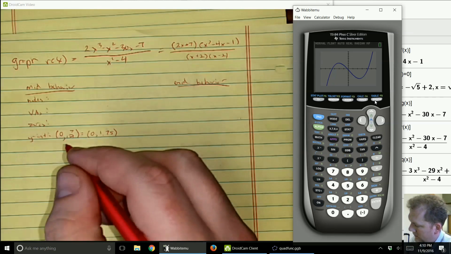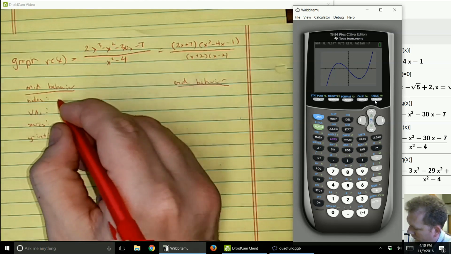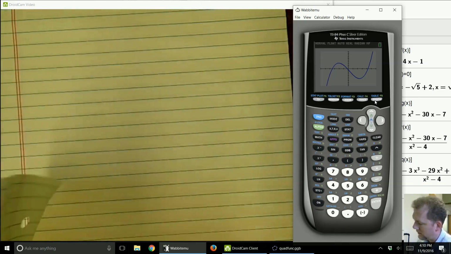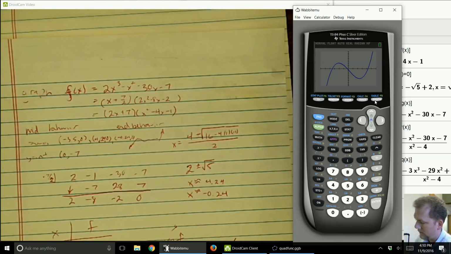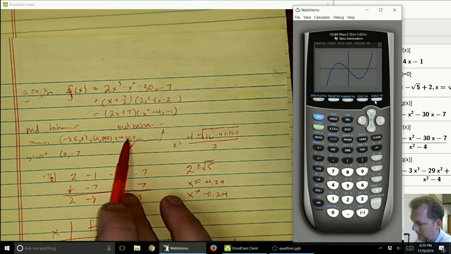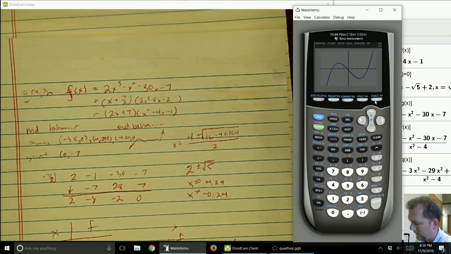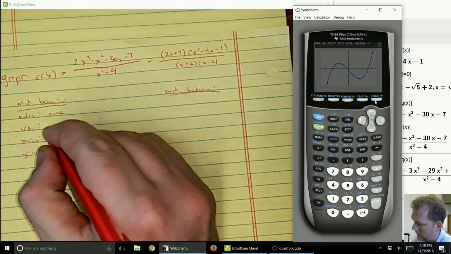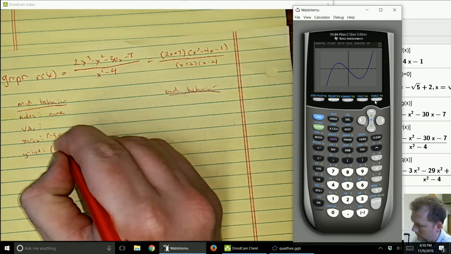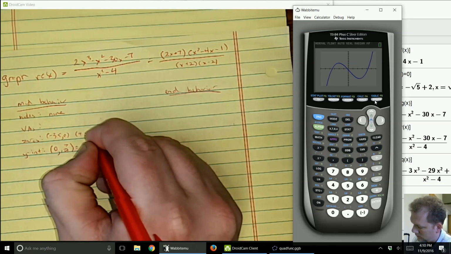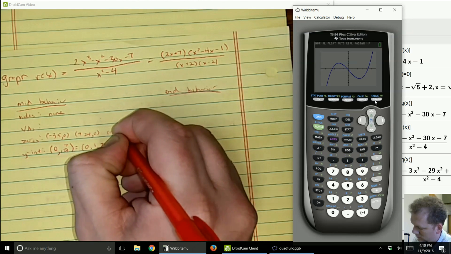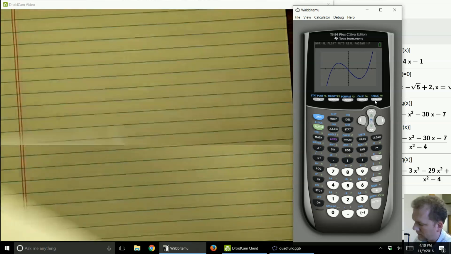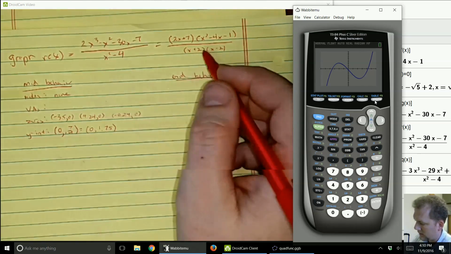We already, so there's no holes. And we know the zeros, it's the same zeros we got here. So these three things are the answer to that. -3.5, 4.24, and -0.24. Right? Yeah. Vertical asymptotes are, these are giving them to us.